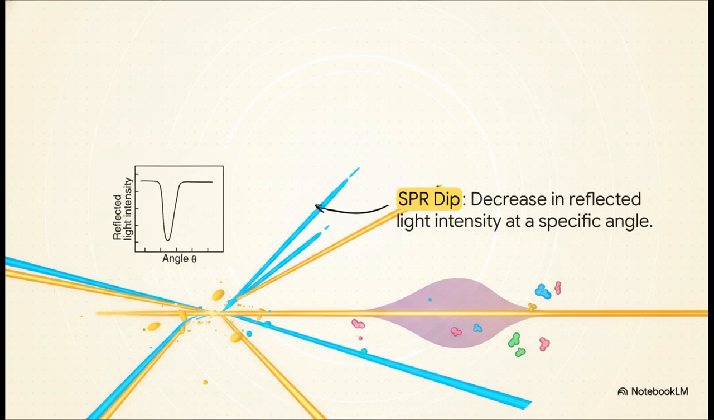And this is how that biological dance actually looks to the machine's detector. You see this really sharp drop in the graph? That is the famous SPR dip. It represents the exact angle where the gold absorbed the light to create our surface plasmons. But here is where the magic happens. When biomolecules bind to that gold surface, they physically change the local refractive index. And when the refractive index changes, the specific angle required to excite those plasmons shifts as well. The detector actively tracks the movement of this shadow.